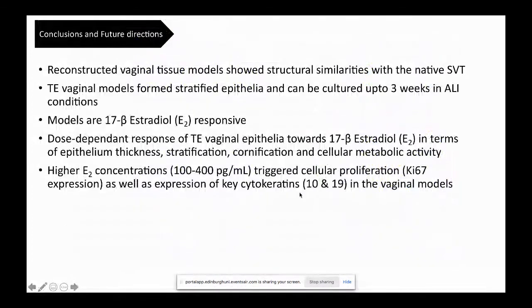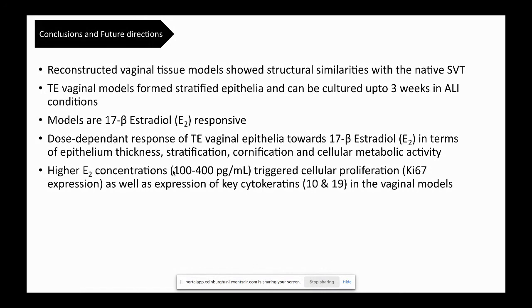So from these results, we can conclude that our reconstructed vaginal tissue models show structural similarities with the native sheep vaginal tissue. Not only do they show the structural similarities, but they also respond towards estradiol in a manner very similar to how native human tissue responds, which is a positive indication that these models could be utilized for studies that are directed towards ultimate human use. Our models are estradiol responsive in a dose-dependent manner.